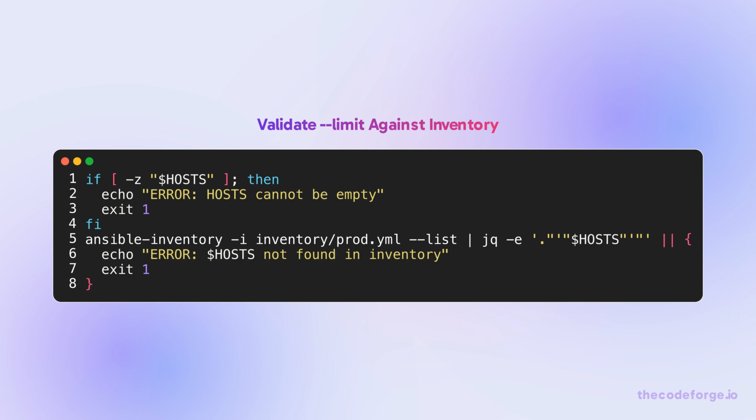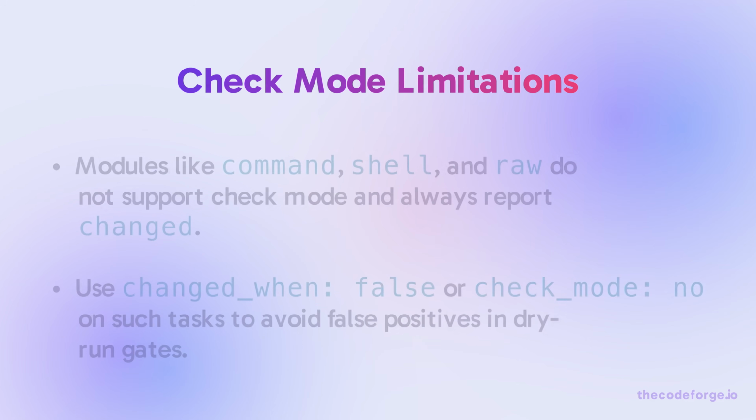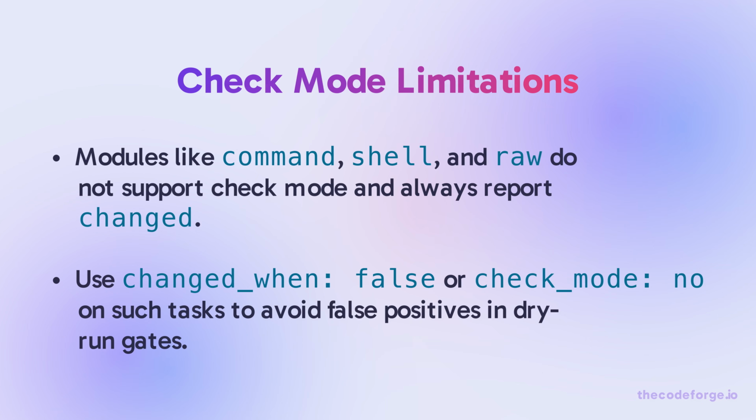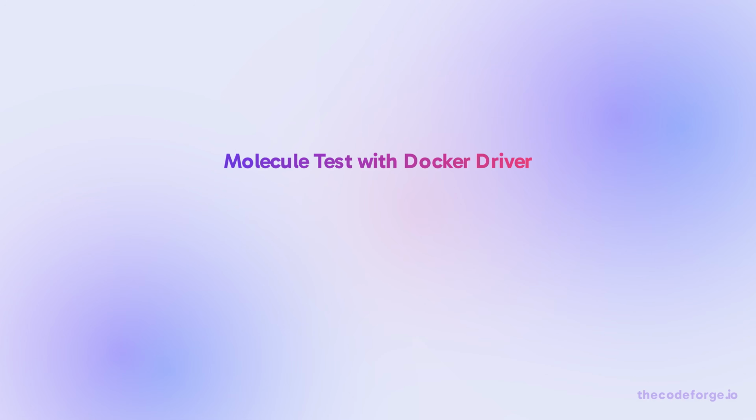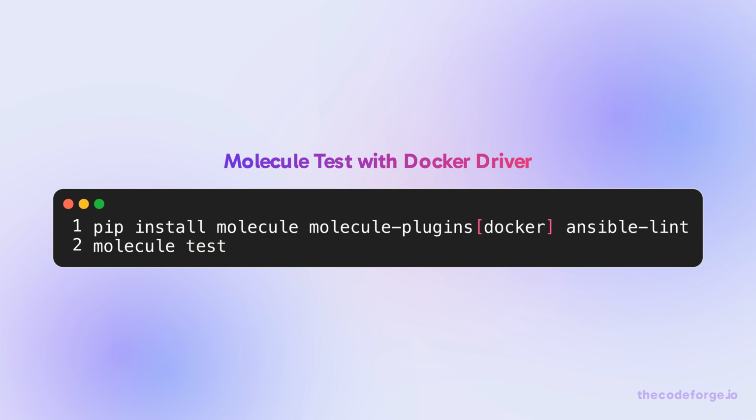Prevent accidental runs on all hosts by validating that limit is non-empty and the host group exists in inventory using ansible-inventory. Modules like command, shell, and raw do not support check mode and always report changed. Use changed_when: false, or check_mode: no on such tasks to avoid false positives in dry run gates. Run molecule test in CI on every PR. Ensure Docker is available and use the Docker driver for fast, isolated testing.